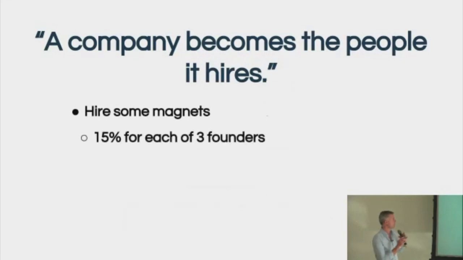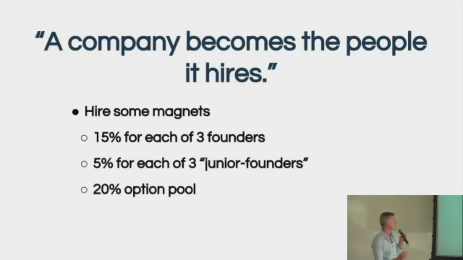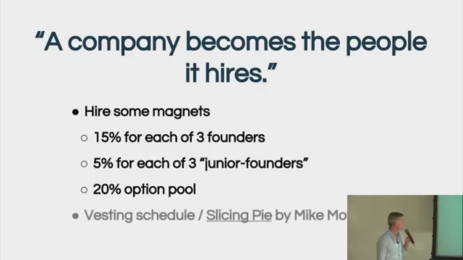And to do that, this is the formula he laid out: 15% for each of 3 founders, 5% for each of 3 junior founders, 20% option pool. And investors like it when there's more than one founder. You run into the someone-might-get-hit-by-a-bus problem if there's just one founder. And usually founders have complementary skill sets, so it's actually good for the company if there's multiple people involved.